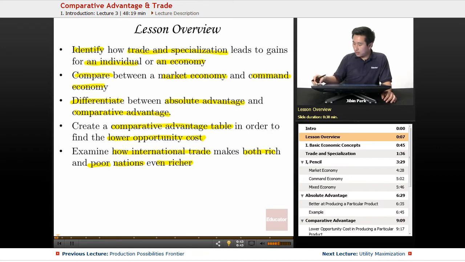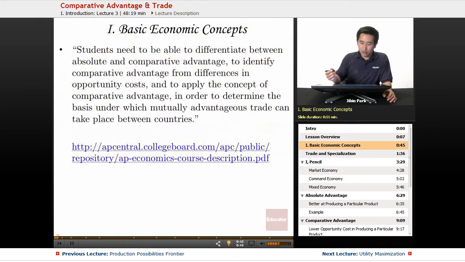So let's move right along here. The basic economic concepts found in the College Board syllabus are that students need to be able to differentiate between absolute and comparative advantage, to identify comparative advantage from differences in opportunity costs, and to apply the concept of comparative advantage in order to determine the basis under which mutually advantageous trade can take place between countries.